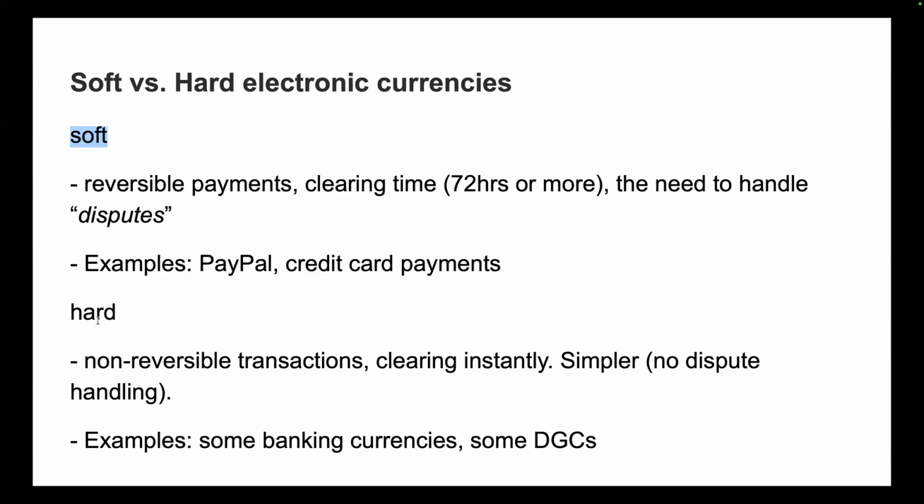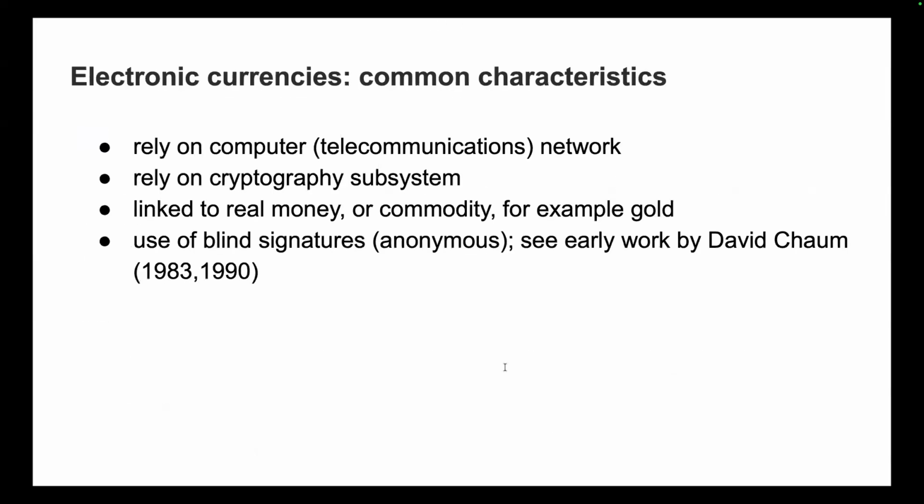So the hard systems are basically non-reversible, and they clear instantly, and there is no dispute handling. Once it's processed, it's processed. So most cryptocurrencies are like this. Most cryptocurrencies are non-reversible and instantaneous, apart from the exceptions of the forks that we talked about yesterday.